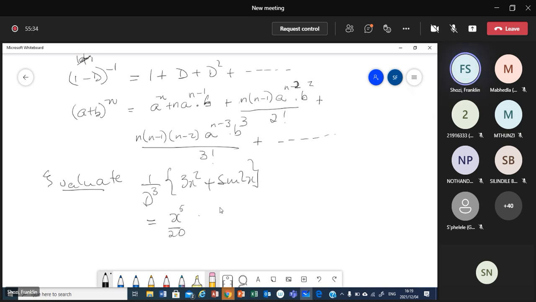Then integrate sine 2x 3 times again. For the first time, the integral of sine 2x is minus cos 2x over 2. Once more, minus sine 2x over 4. Once more, plus cos 2x over 8, if I'm not mistaken. That is your answer.